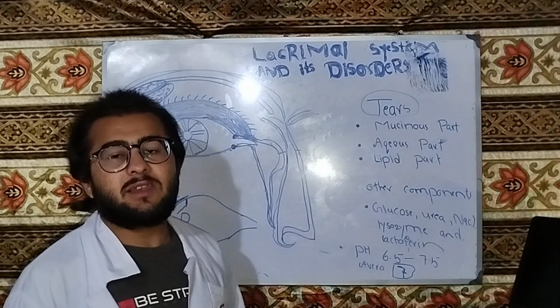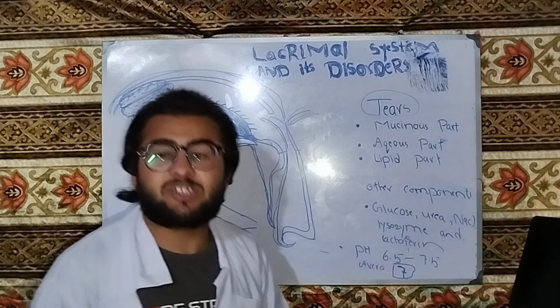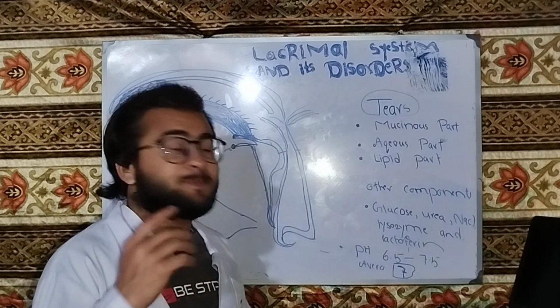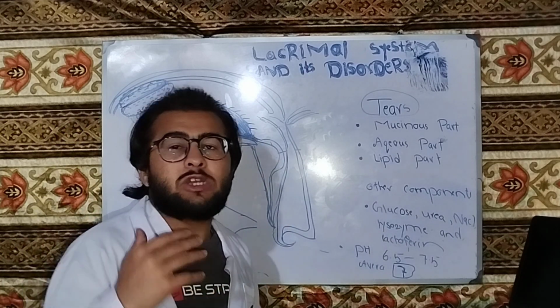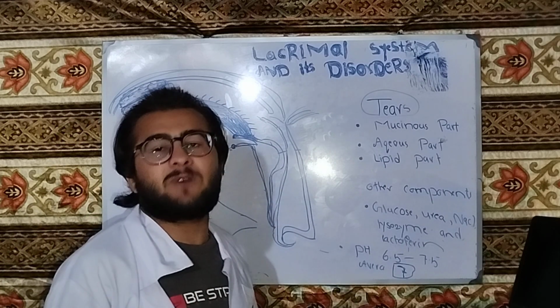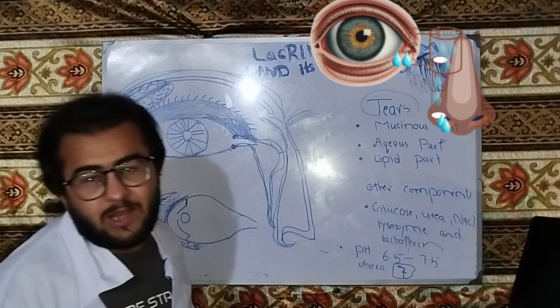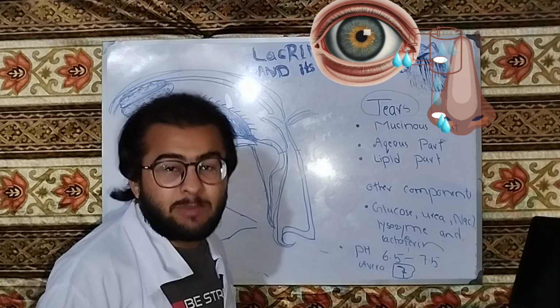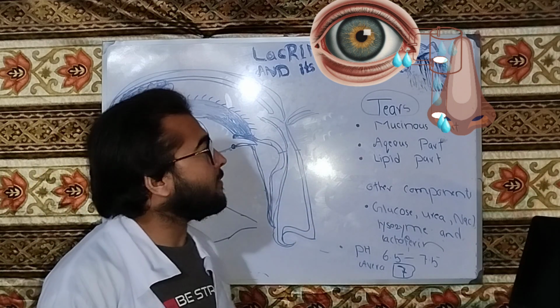As we have started the series of eye, today we will start the chapter on the lacrimal system and its disorders. Before discussing each disorder of the lacrimal system, we should have the basic knowledge of the structure and function of the lacrimal system. How many parts are there of the lacrimal system, how the lacrimal system works, then we will understand the disorders of the lacrimal system.